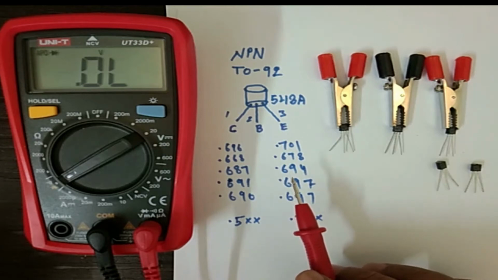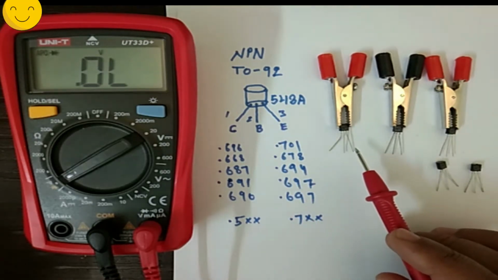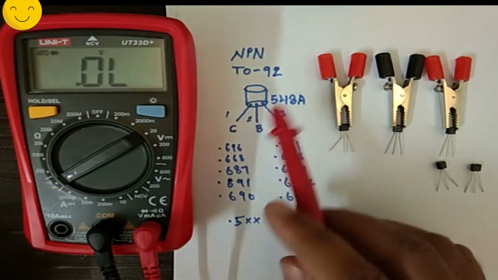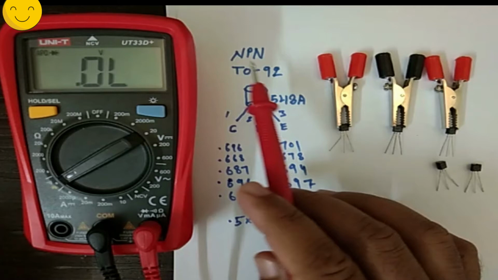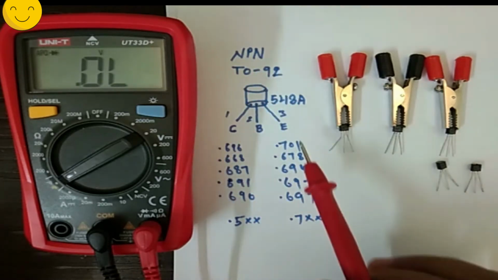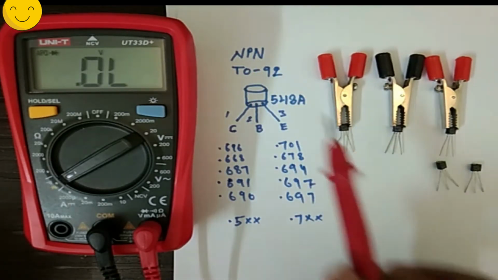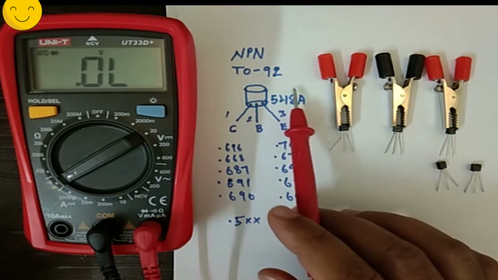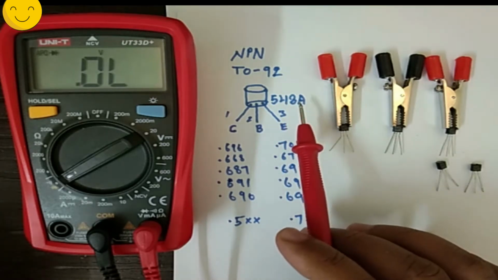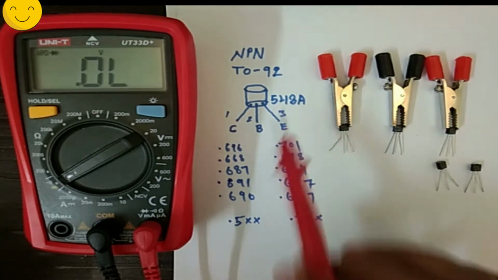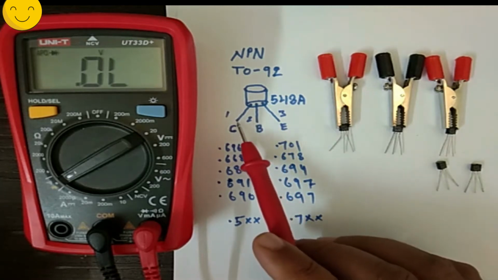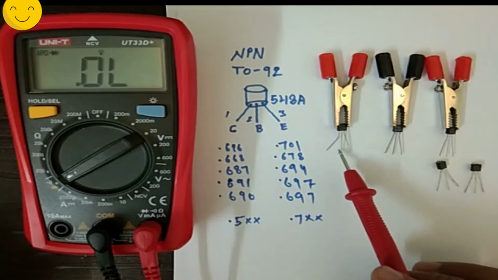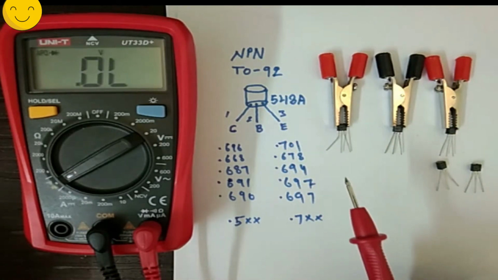And friends, today we will discuss the transistor test, how to test a transistor. So this is a transistor, an NPN type transistor, and its package is TO92. Its number is BEL 548A. It is an NPN transistor. Its first lead is the collector, this lead is the collector, this is the base, and this is the emitter.